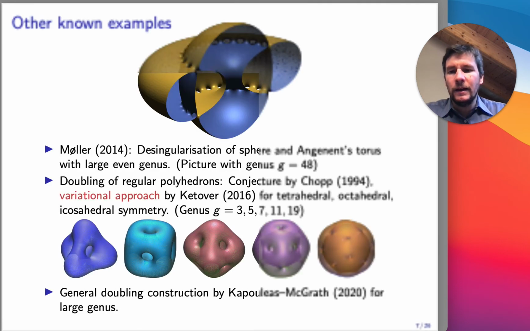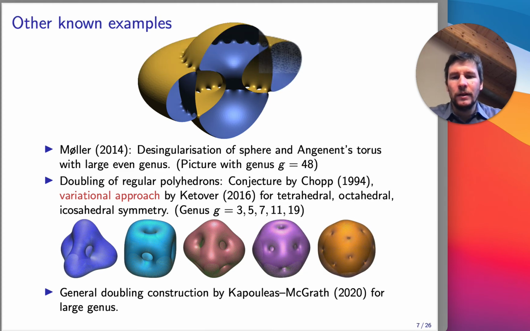Another general doubling construction has been done by Kapouleas and McGrath, but again, this only works for large genus. So we see that these are, I think, all or almost all the existence results that are known so far. And in particular, we don't have a genus 2.